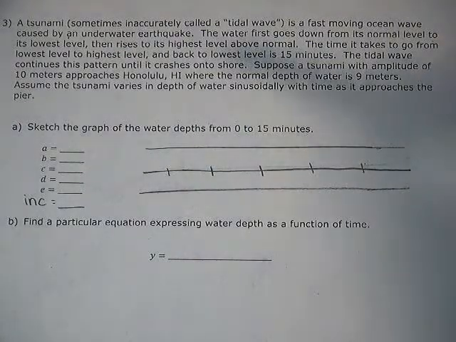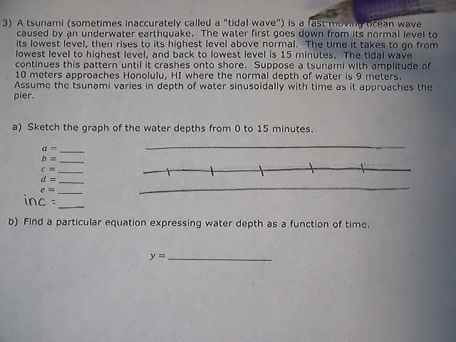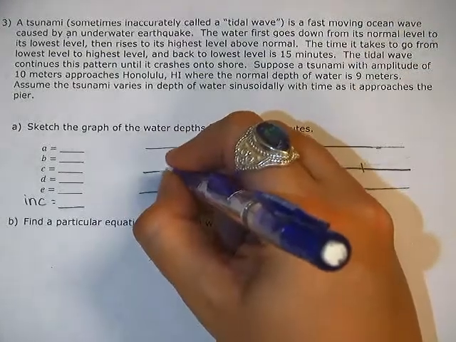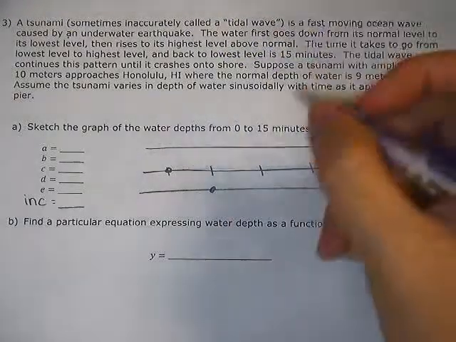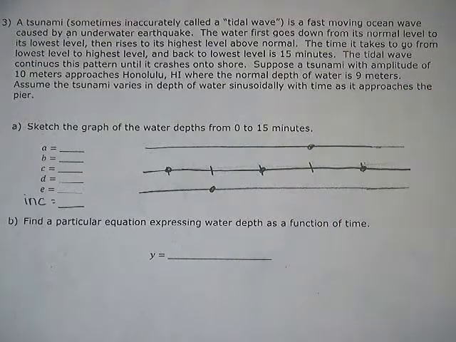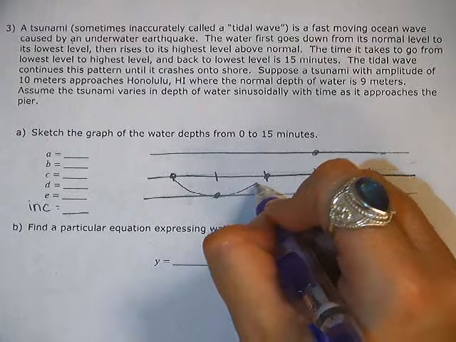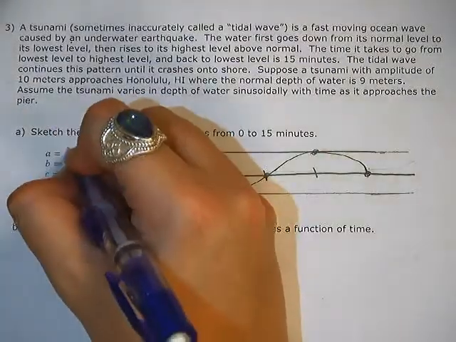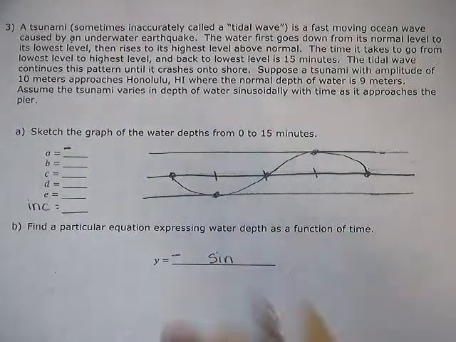The first thing I notice is it tells me what shape my graph's going to be. It says the water first goes down from its normal level to the lowest level. So that has to mean it starts in the middle and goes down, then rises to the highest level, then back to normal. Well, I can draw this shape in, and I notice right off this is going to be a negative sine curve. So I'm going to go ahead and put a negative here on my A. I'm going to write that down here so I don't forget it later.